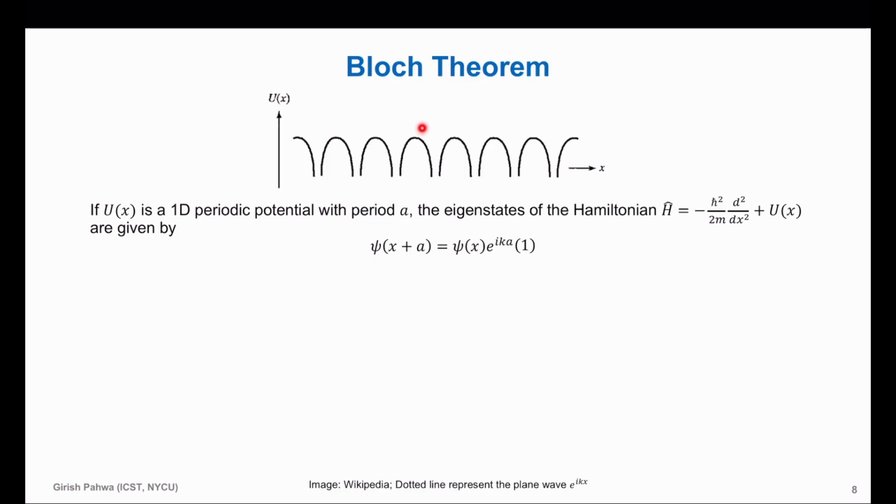So it means mod psi square here and mod psi square here must be equal to this. Yes?